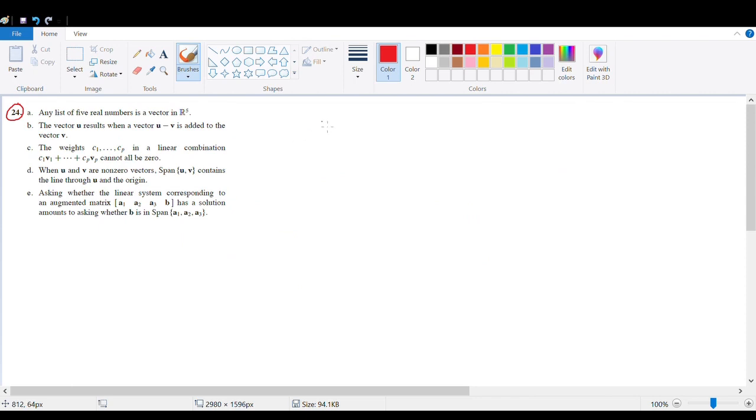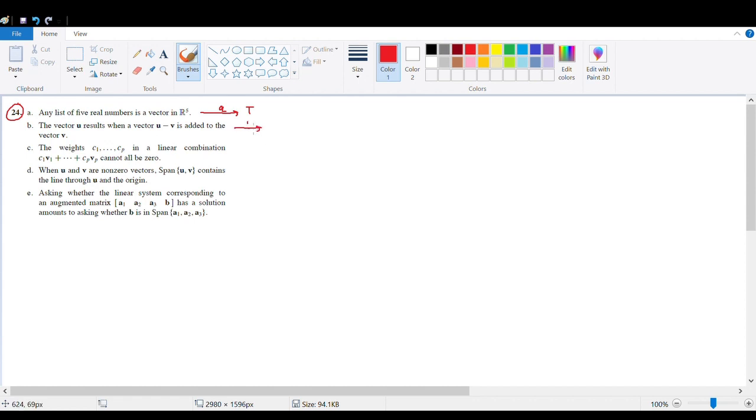For 24 also we need to mark if the statement is true or false and we need to justify our answer. So any list of 5 real numbers is a vector in R5. This one is clear, it is true. Then the vector U results when a vector U minus V is added to the vector V. Let us see this one.